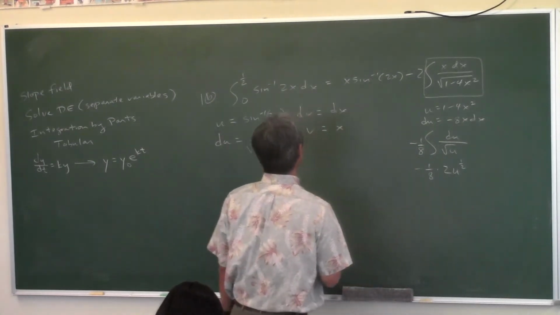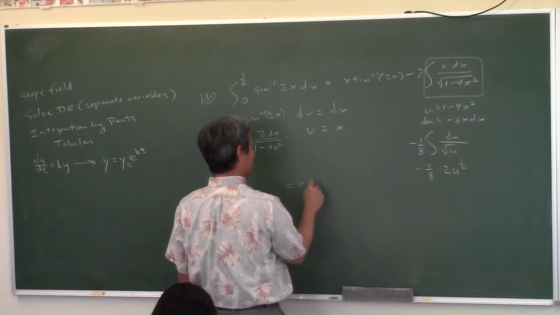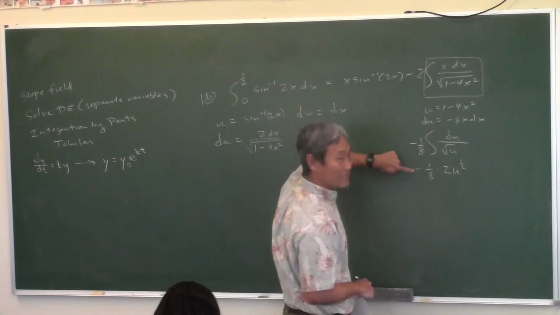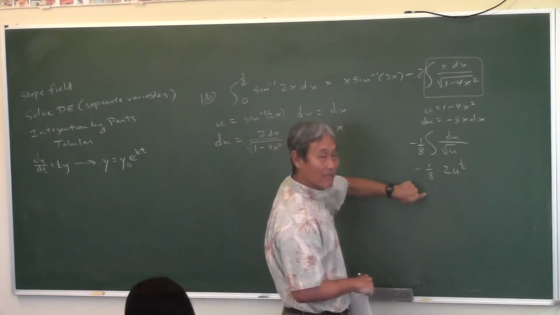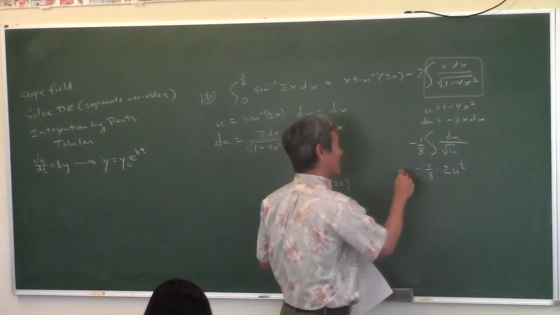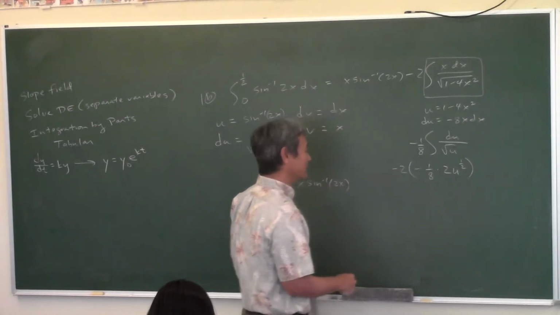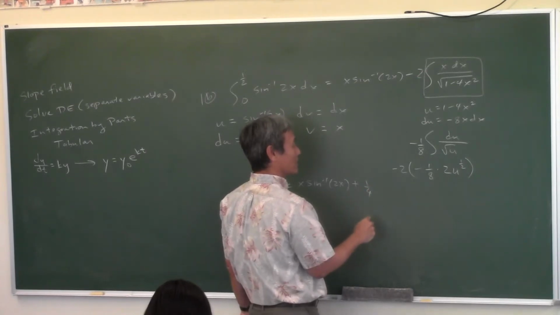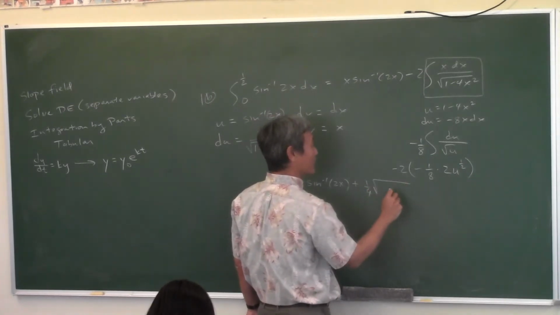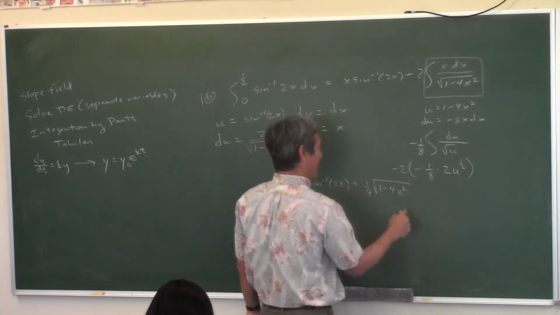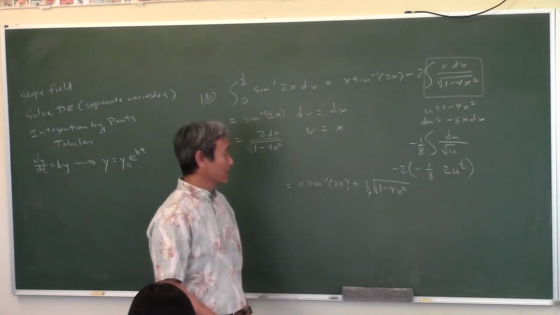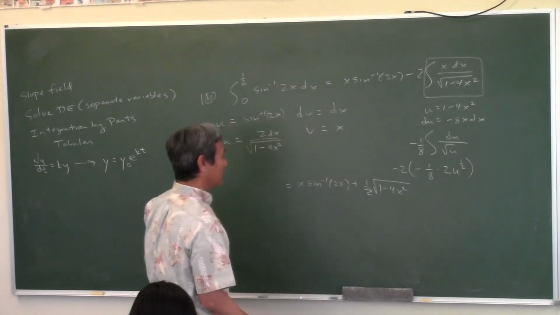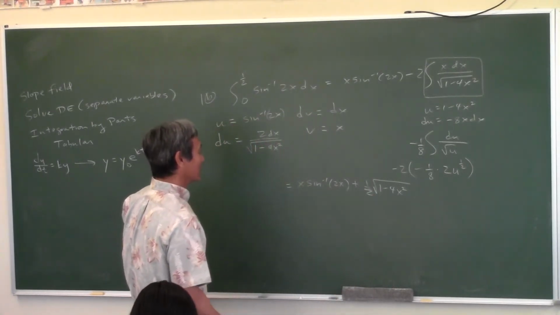Okay, so let's put everything together. So we got x sine inverse 2x minus 2 times this. See this negative 2? Gotta be multiplied times this. What's negative 2 times that? 1/4 times 2, square root of u, but what is u equal to? 1 minus 4x squared. Isn't it 1/2? Because then you must have it 2. Oh yeah, it's 1/2. And then do I put the plus c?